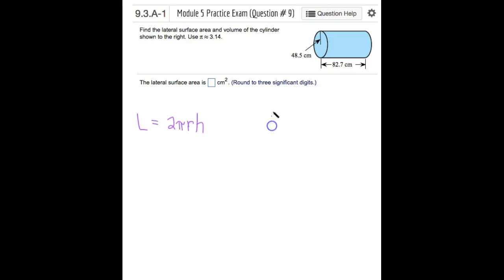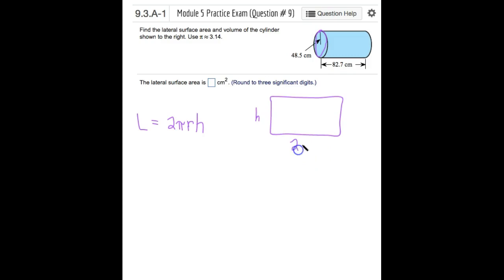You can see that this is the formula if you picture a label on a can. If you tear off the label on the can and lay it out flat, this would be the same as the height of the cylinder, or however tall the cylinder is. In this case, it's laying on its side, so it would be the distance between the circular ends. And if you picture starting right here, peeling that label off all the way around, you end up going around that circle.